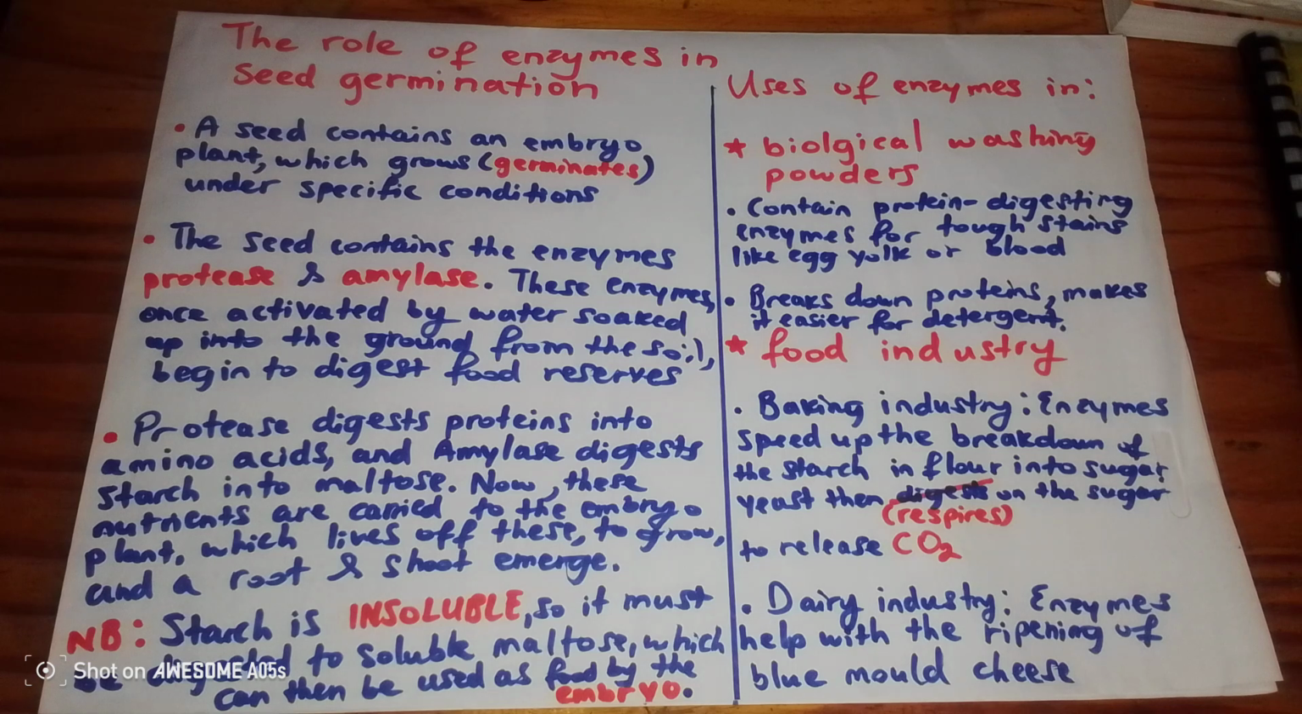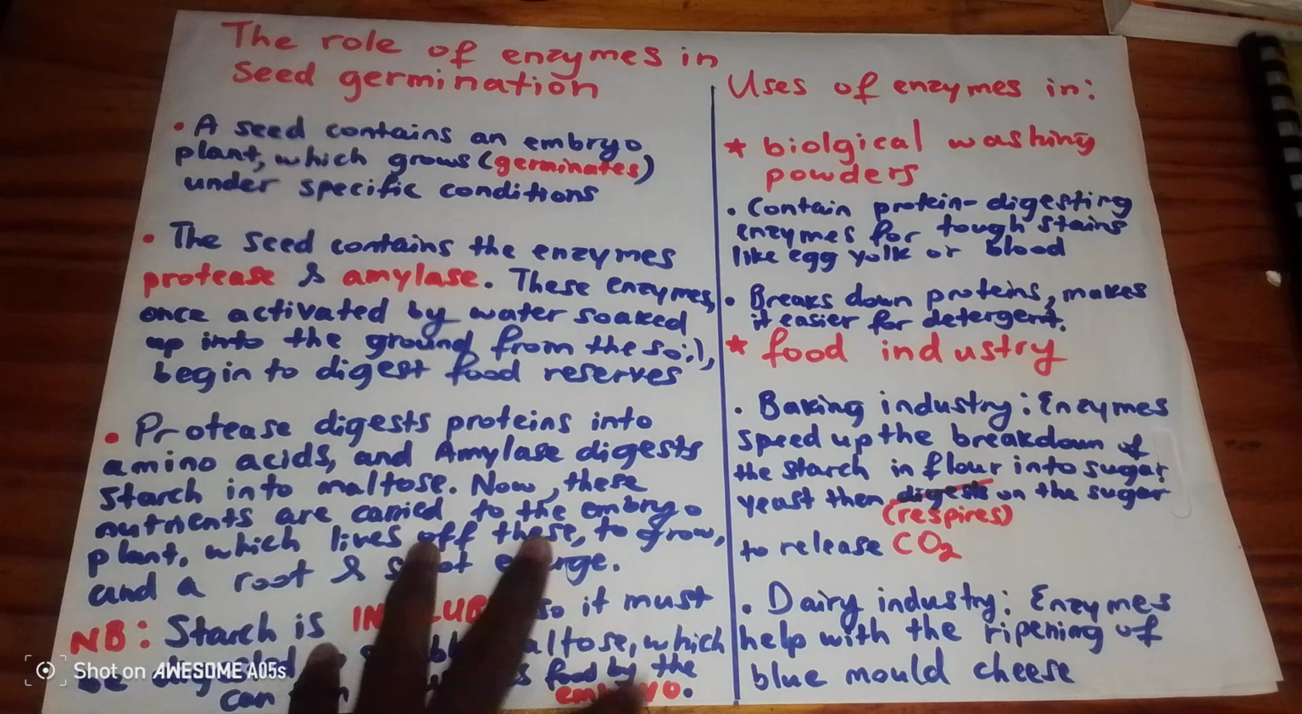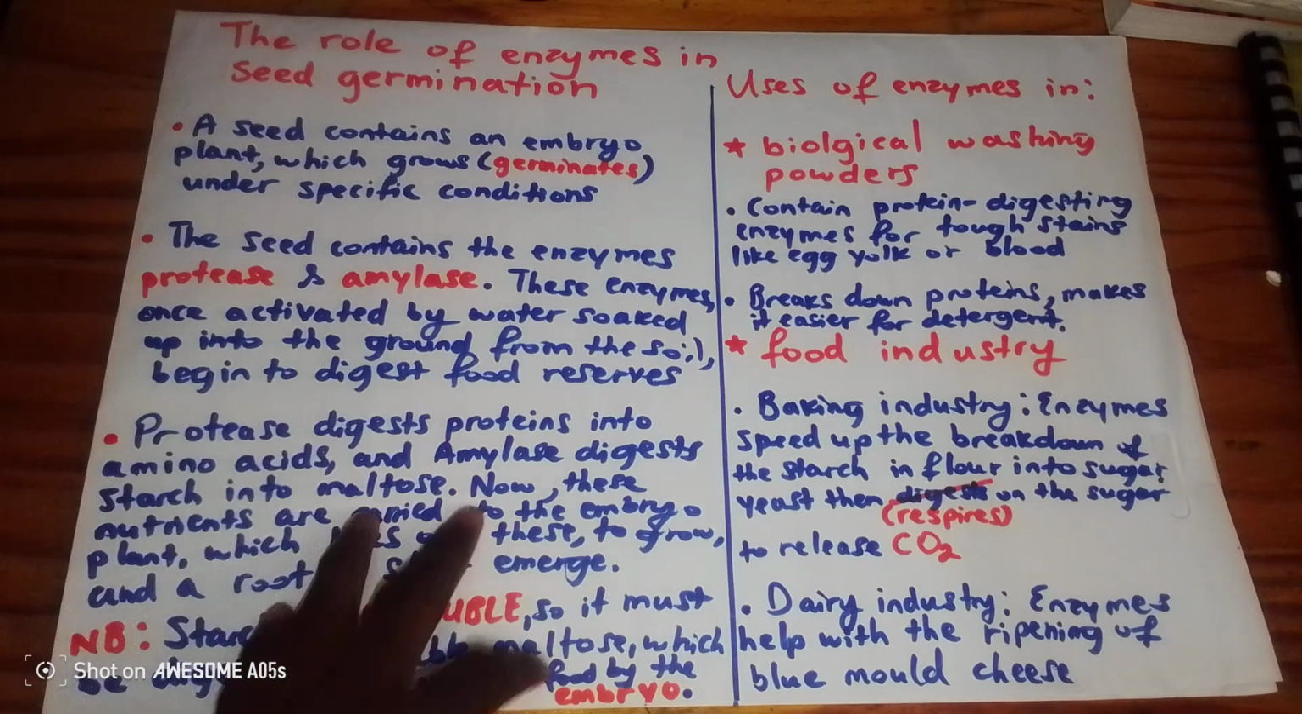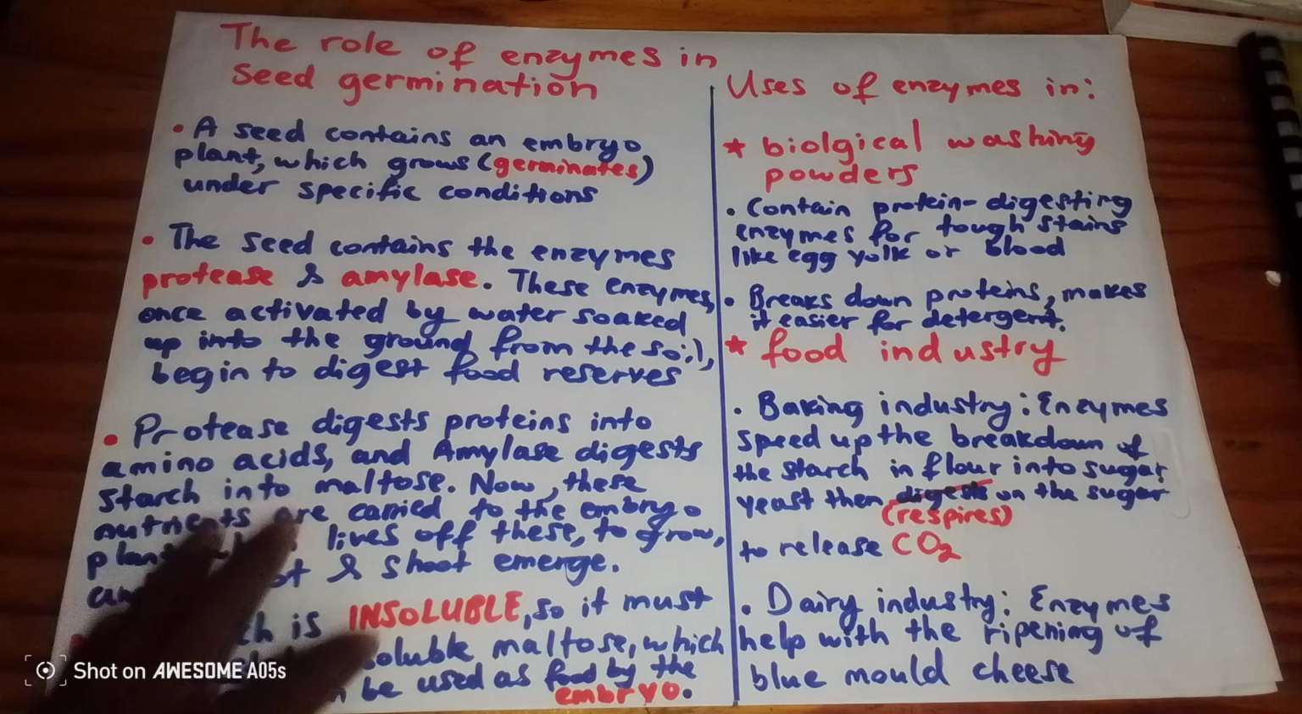Seeds contain a lot of starch. That's why you see, like, millet seeds contain starch. Let's say rice as well. It contains starch as well. Moving on. So protease digests proteins into amino acids, and amylase digests starch into maltose.